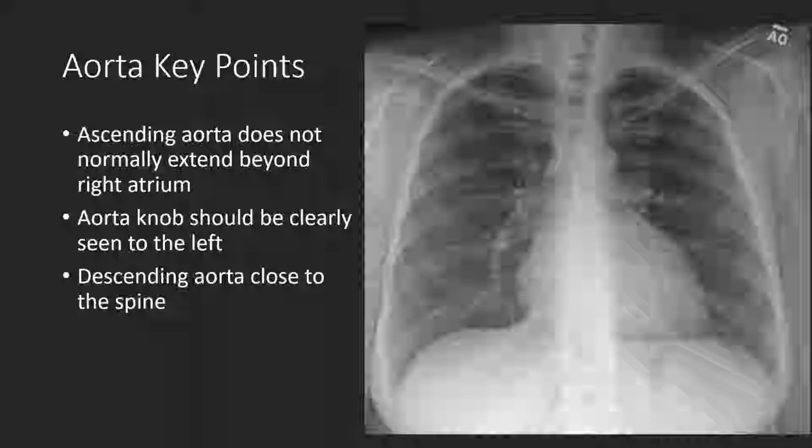The descending thoracic aorta is normally closely opposed to the spine, has a uniform and straight course. In older age, we can sometimes see the descending aorta bow off the spine, which could be a manifestation of decreasing height or systemic hypertension.